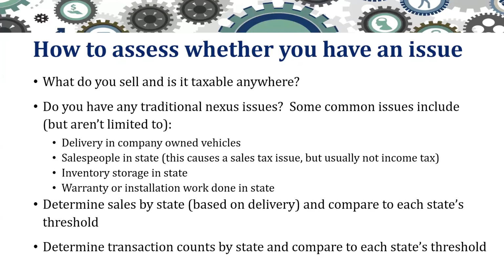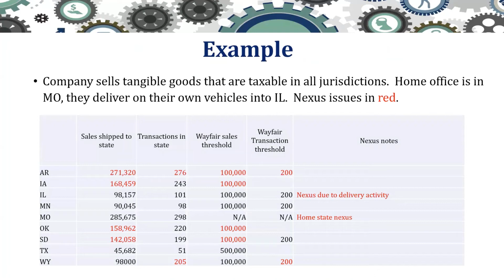Once you pass that, then create a chart of your sales by state based on where you deliver to, and your transaction counts by state. And then each of these needs to be compared to each state's established thresholds, like we had on the website that wasn't showing very well on the smaller computer. So here's an example of how we'd go about doing it.